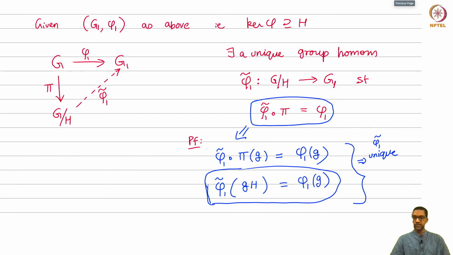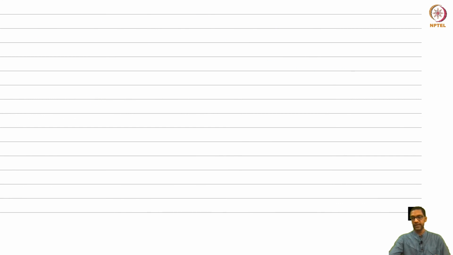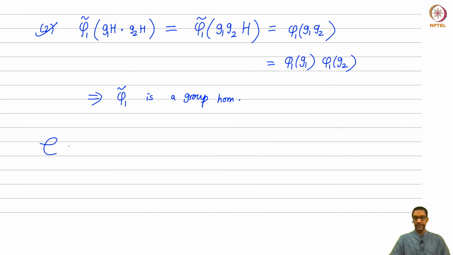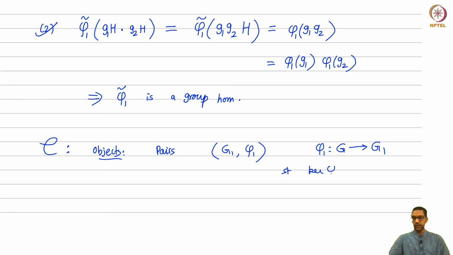Good. Again, you can think of this in terms of an initial object of a category and so on. You will have to define your category as follows. The objects are now pairs of a group and a homomorphism. Phi 1 is a homomorphism from the fixed given group G to the group G1 such that its kernel contains the group H. These are the objects.